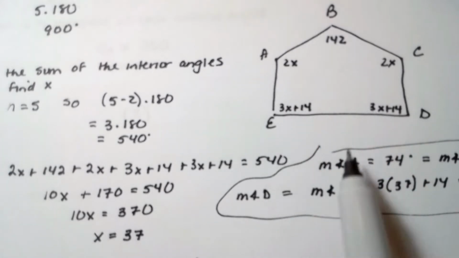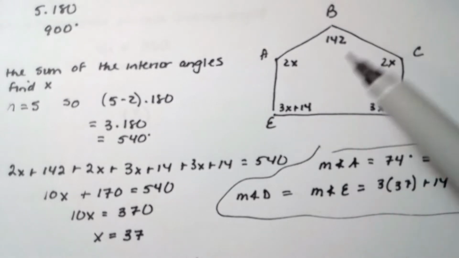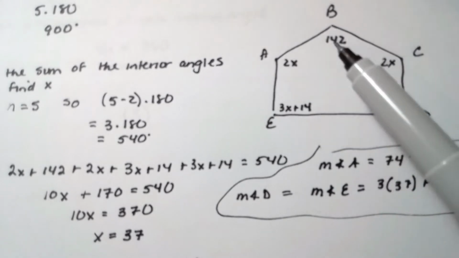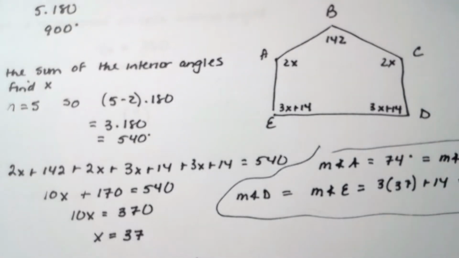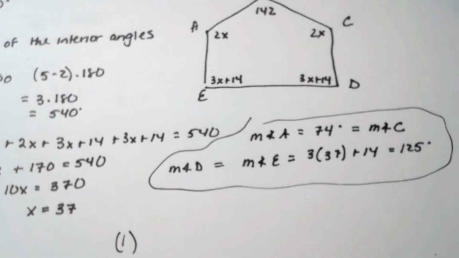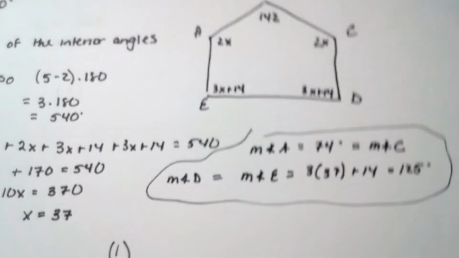And just to check my work, I could say 125 plus 125 plus 74 plus 74 plus 142. Does it equal 540? And it does. Okay. If it doesn't, then you know you would have an error somewhere. So you can check that really, really easy.